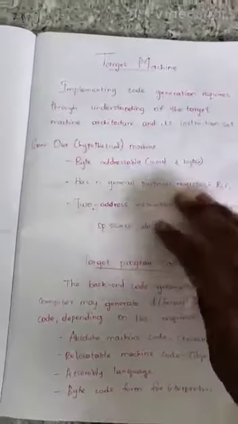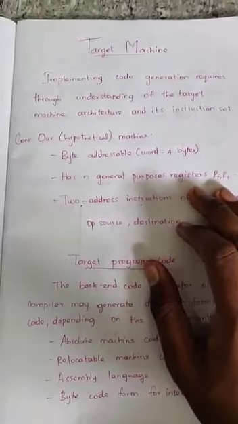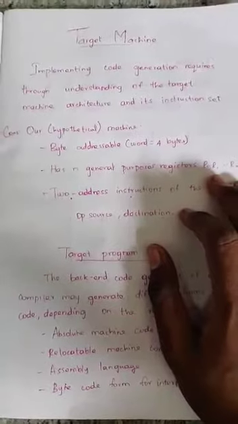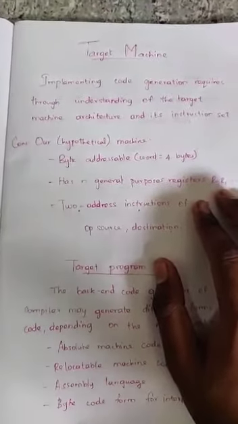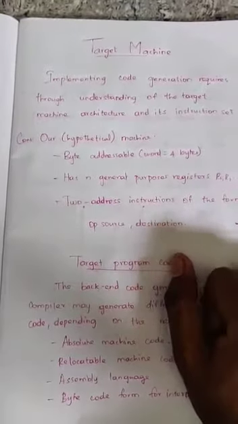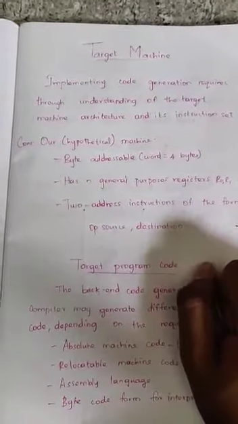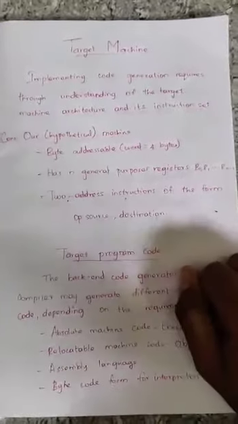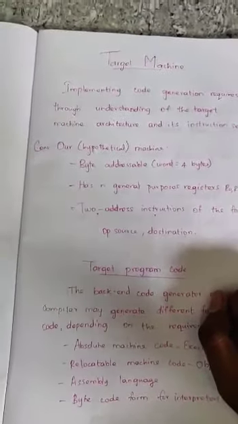Hello. I am going to give a seminar about target machine code generation. Implementing code generation requires a thorough understanding of the target machine architecture and its instruction set. Consider the target machine as byte addressable, that is, a word contains 4 bytes. Then it has n general purpose registers such as R0, R1, R2 till Rn-1.